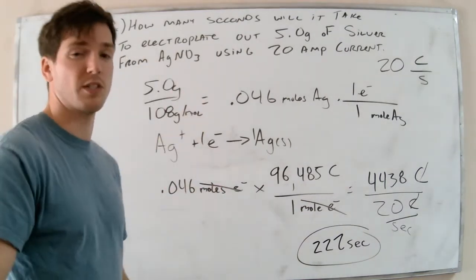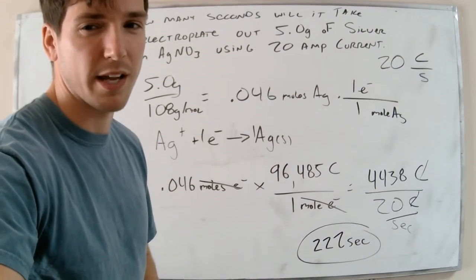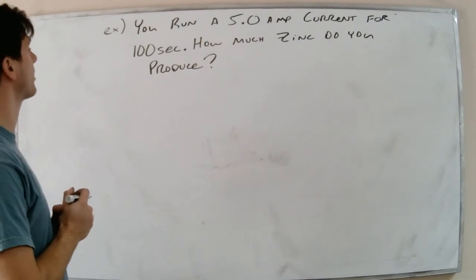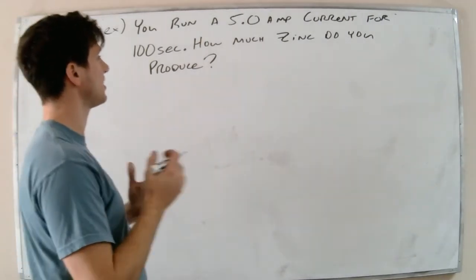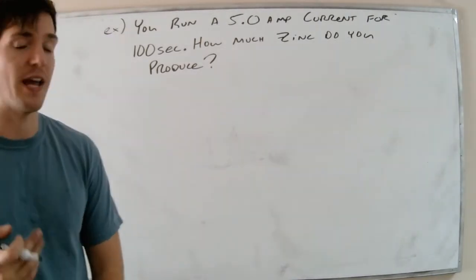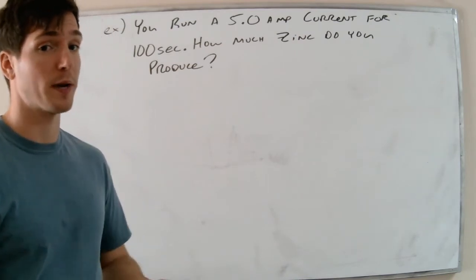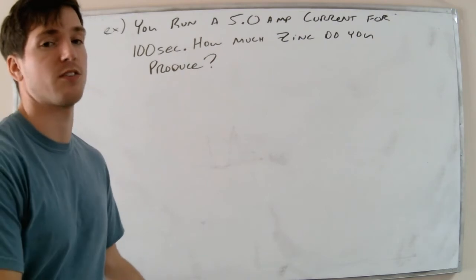Let's do one more example like this, and then we'll be done for the day. So here I have, you run a 5 amp current for 100 seconds. How much zinc do you produce? So now this is kind of what I was talking about before. This is a situation where now we're not going from grams to seconds, we're going from seconds to grams.